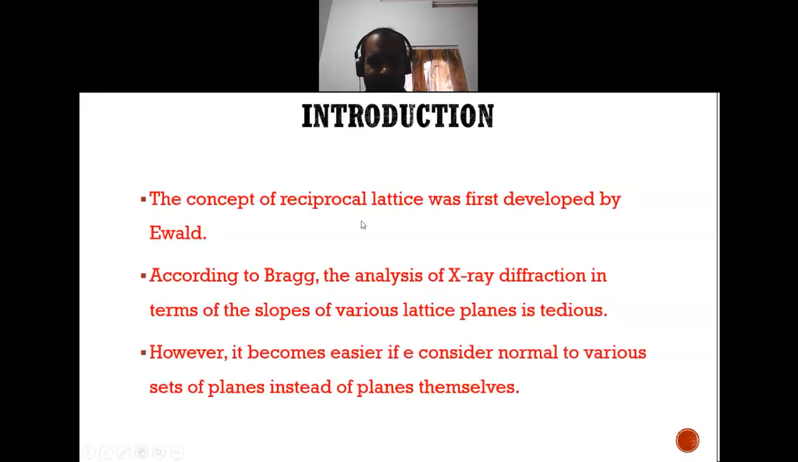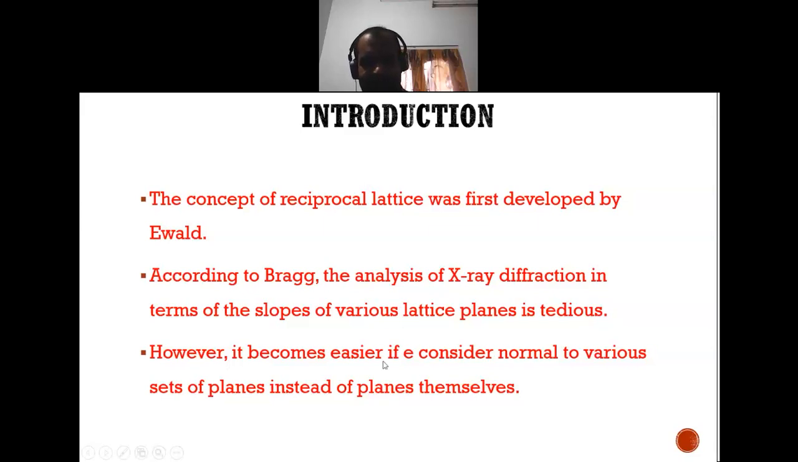This concept was first developed by someone called Ewald. Ewald is the name of a person. So why was it introduced? As per Bragg's law of X-ray diffraction, analysis of X-ray diffraction in terms of slopes of various lattice planes is tedious. This was a difficulty. Analyzing this X-ray diffraction pattern in terms of slopes of various planes was a very tough thing. So in order to overcome that, what was done?